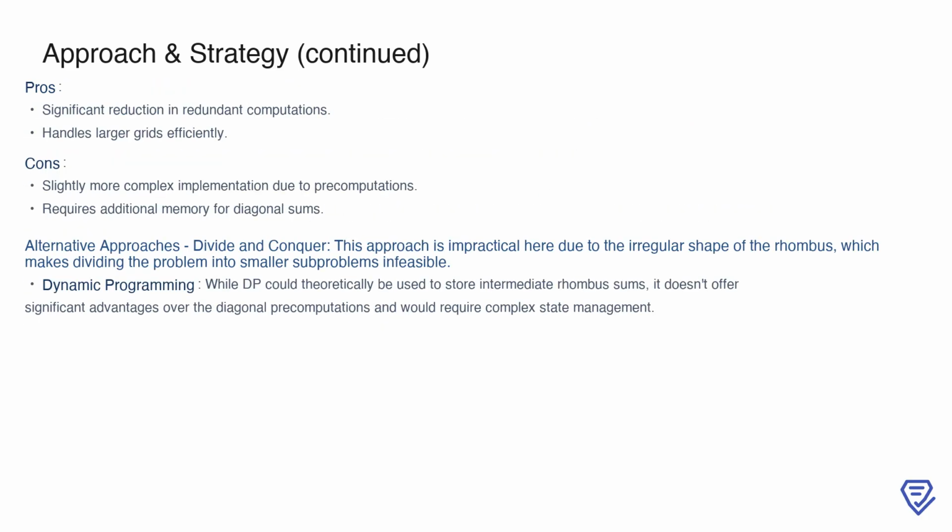The optimized approach has several advantages. First, it eliminates redundant computations by directly utilizing the pre-computed diagonal sums, which reduces the time spent on summing rhombus edges. This makes it highly efficient and capable of handling larger grids effectively.